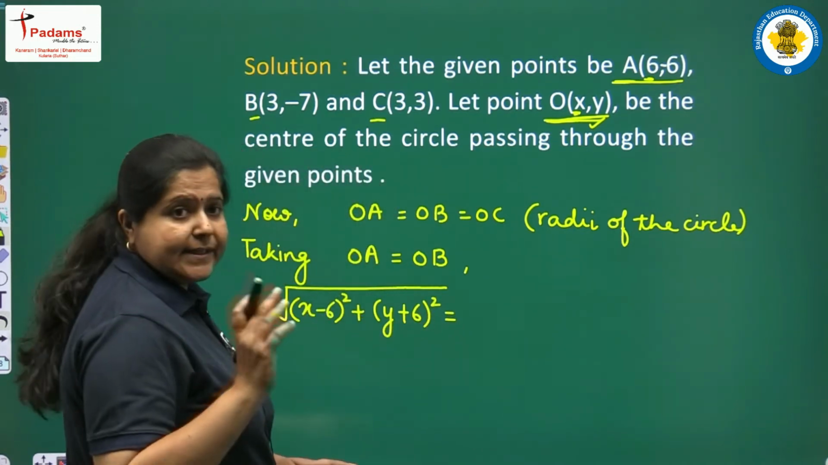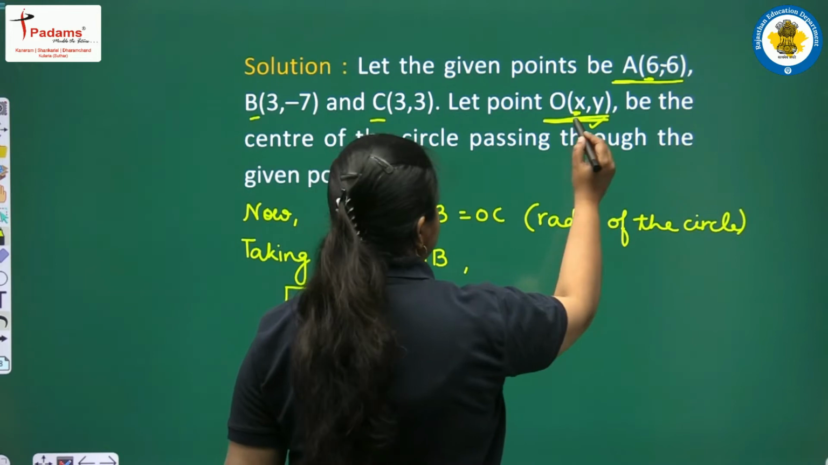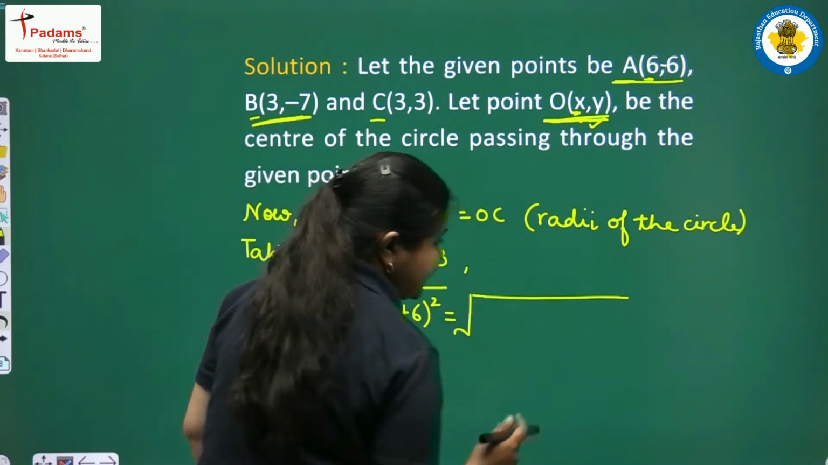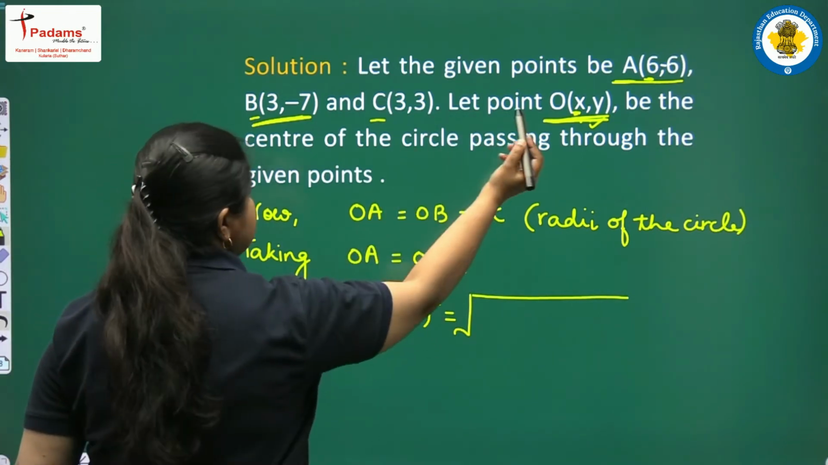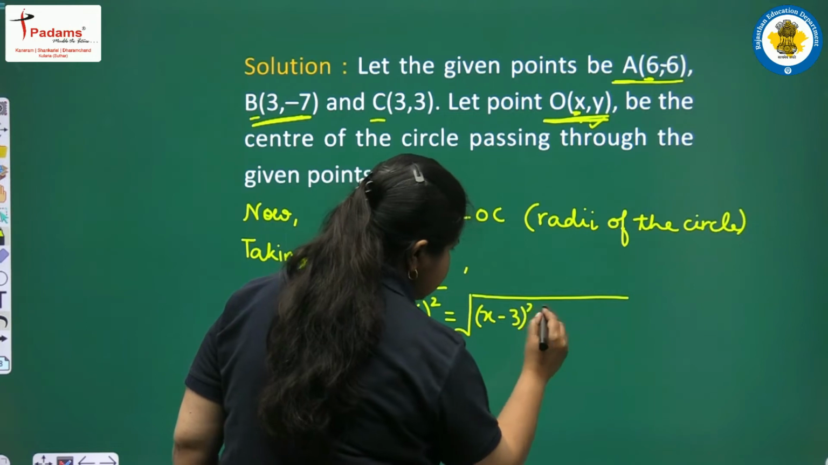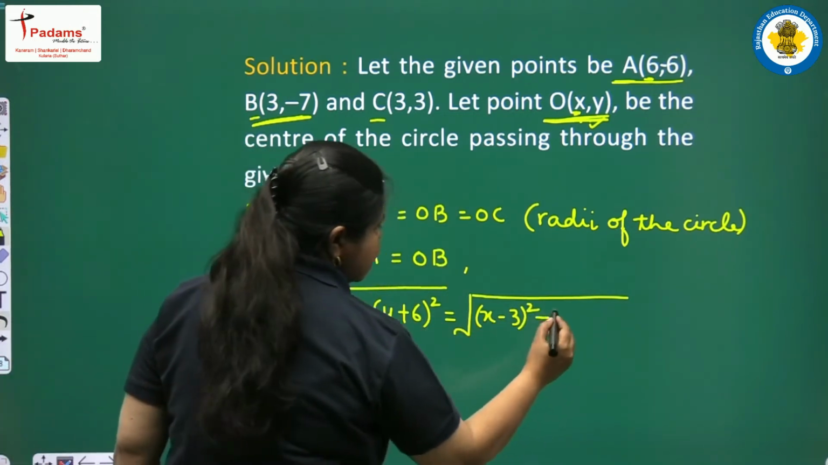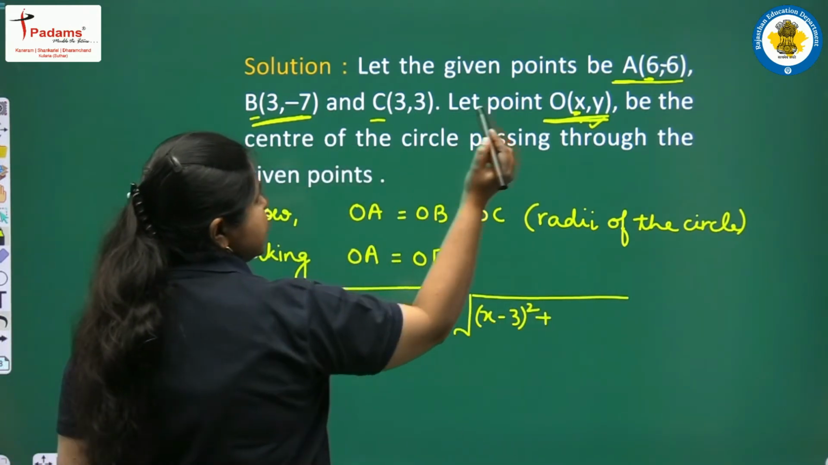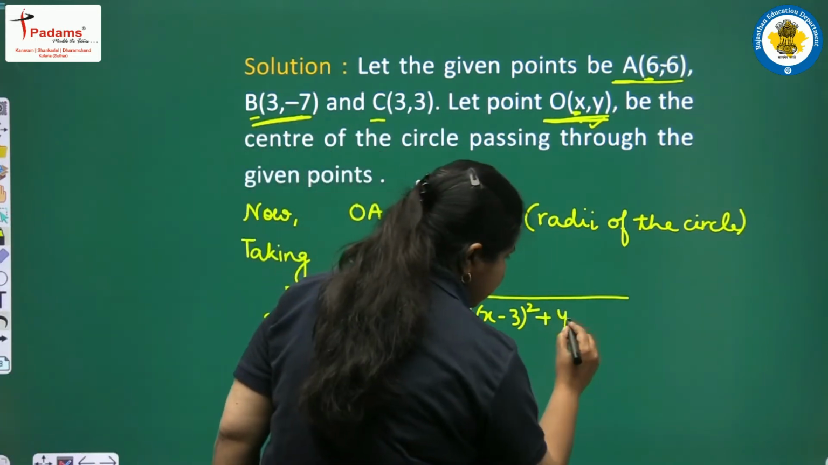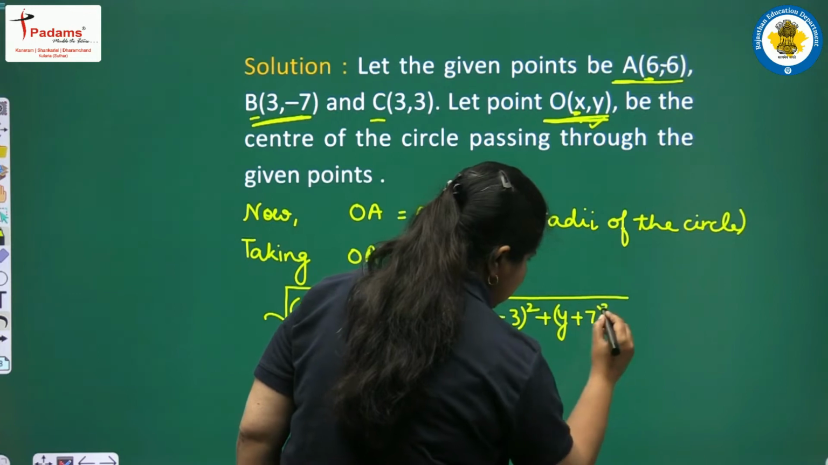Now find the difference OB. ये है point O और ये है point B. तो पहले हम लेंगे x कोऑर्डिनेट्स का डिफरेंस. यहाँ पर है x, यहाँ पर है 3. So we take it as x minus 3 whole square. ठीक है. Then plus the difference of y coordinates. This is y minus of minus 7. So we can write it as y plus 7 whole square.